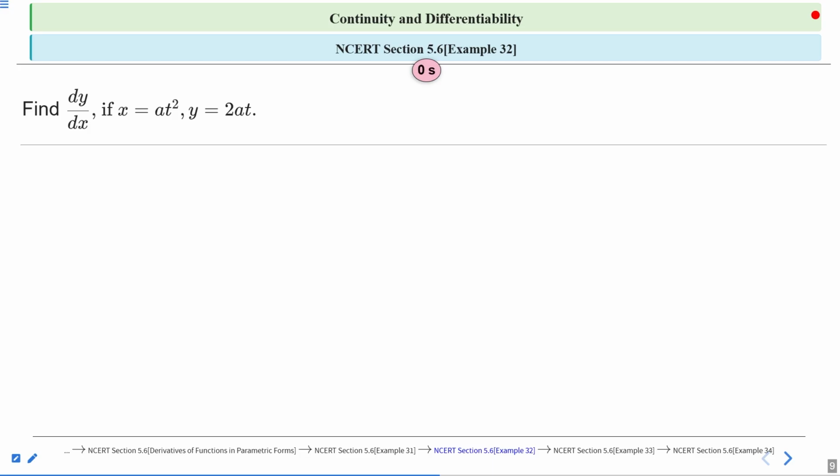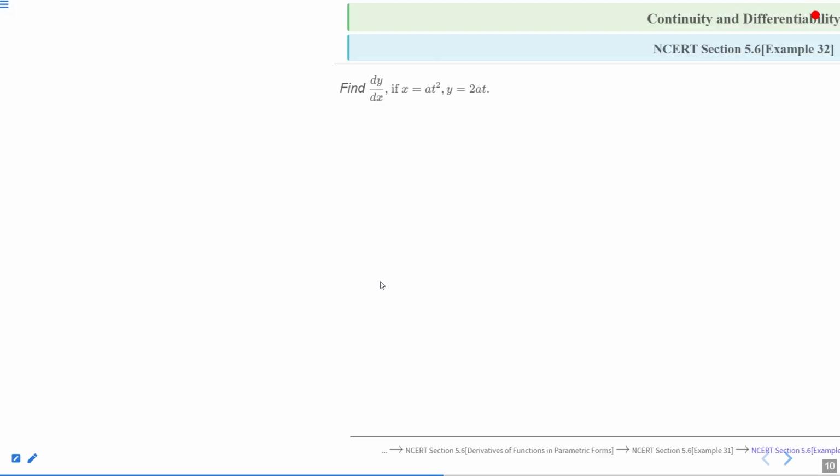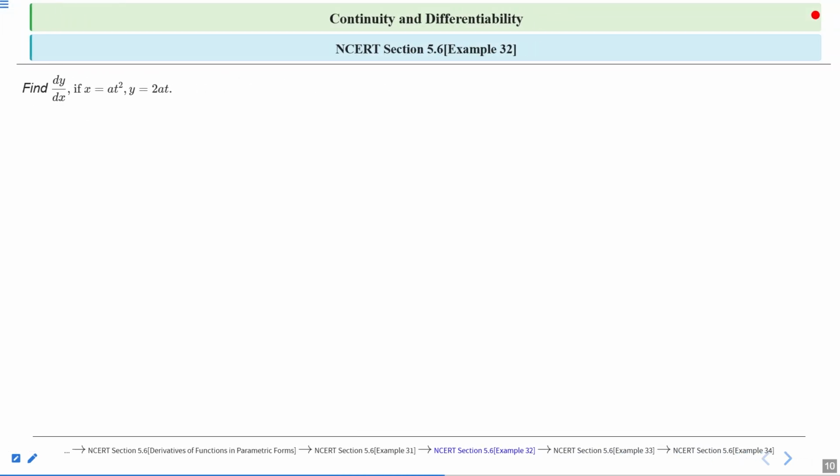Okay, so let us move to the solution part. We have to find dy by dx if x is equal to a t square and y is equal to 2at. So the correct answer will be 1 by t. Let us see the solution part.